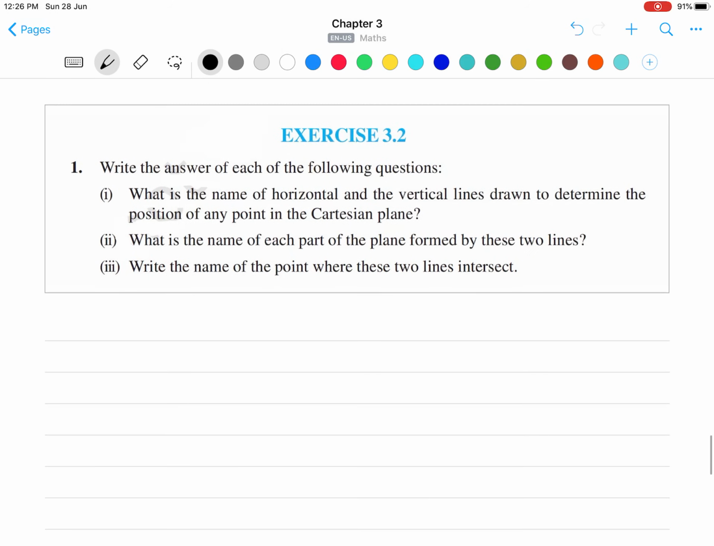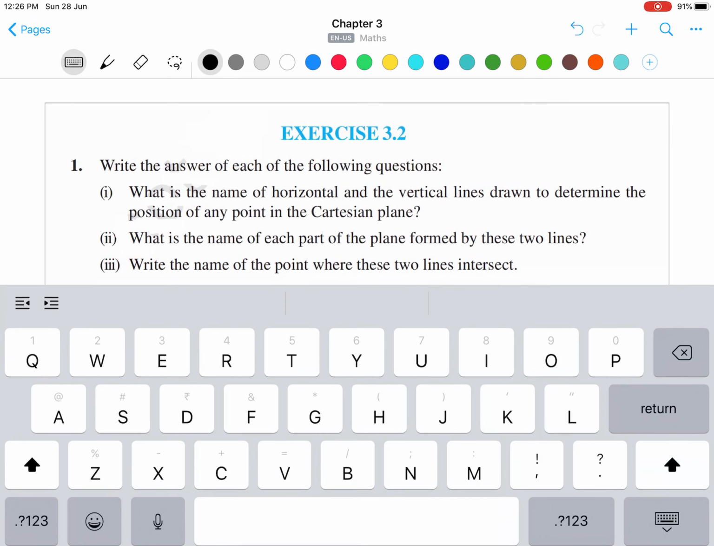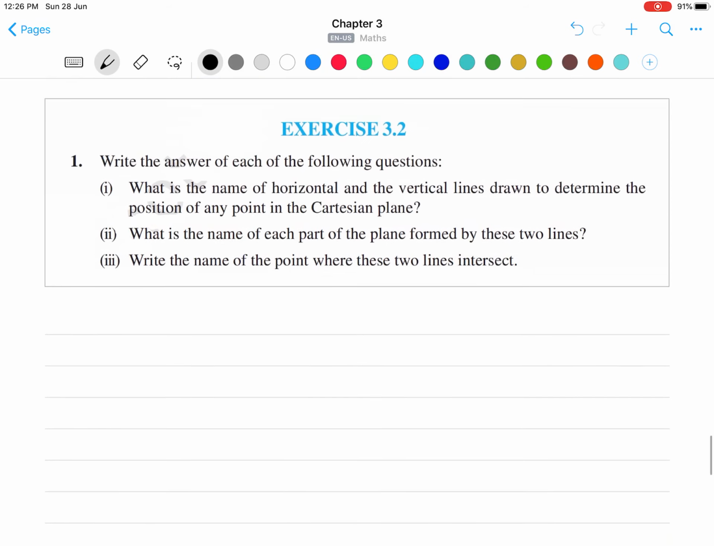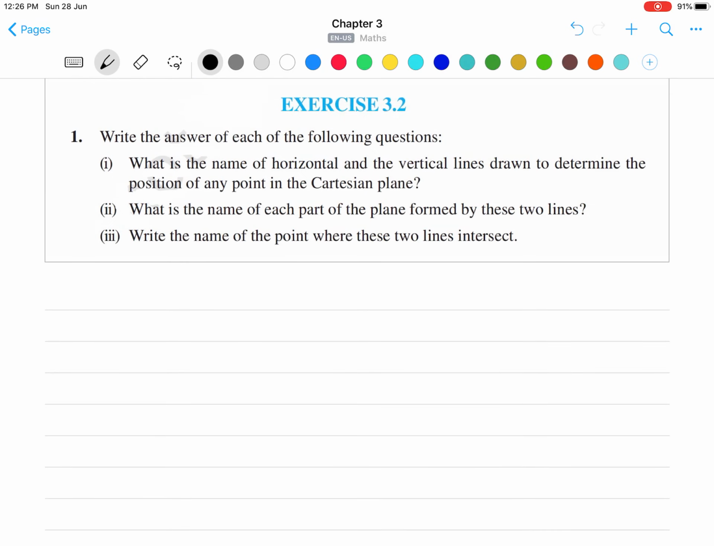Now coming to exercise 3.2. This exercise has a total of 2 questions. Okay, so the first question is, write the answer of each of the following questions. We are given certain questions and we have to answer them. First one is, what is the name of the horizontal and vertical lines drawn to determine the position of any point in the Cartesian plane.